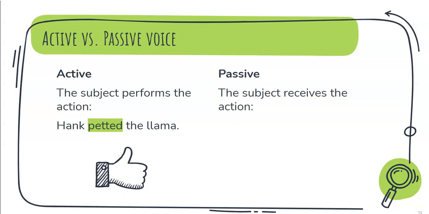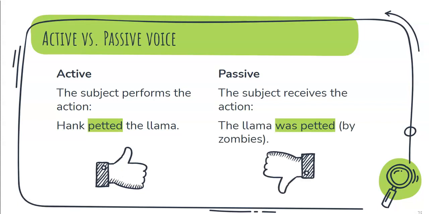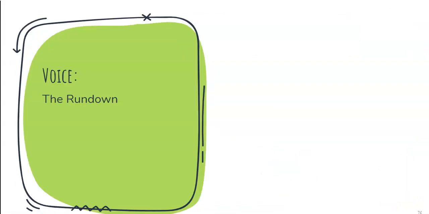By the way, a good way to determine if a sentence is written in passive voice is to tack by zombies to the end. I was told by zombies. Mistakes were made by zombies. Side effects have occurred by zombies. To review, English has 2 voices, active and passive. Use active voice whenever possible.